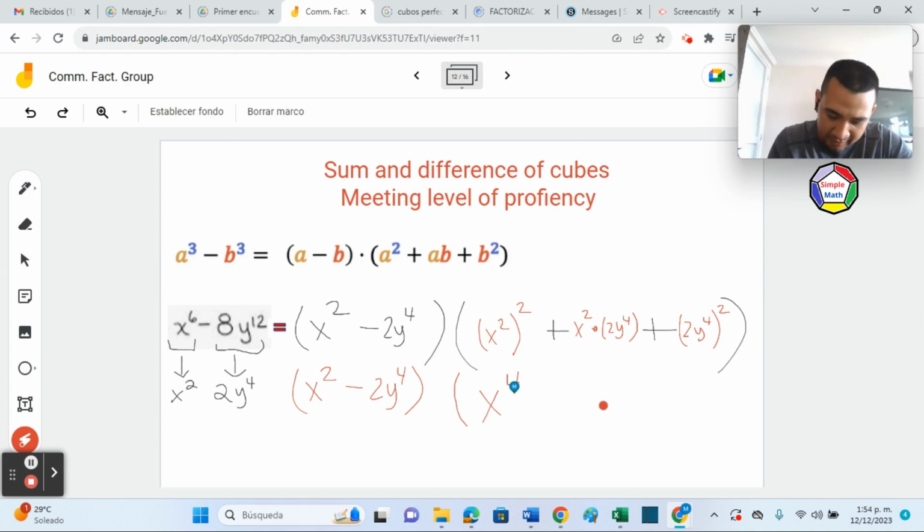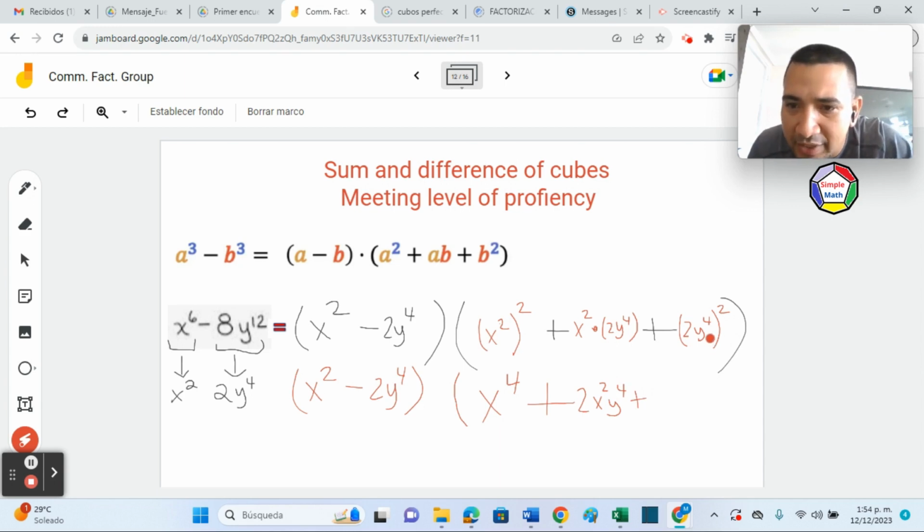Plus, how much is x exponent 2 times 2y exponent 4? The answer is 2x exponent 2 y exponent 4. I will write it in order. Plus, I have to solve this part.